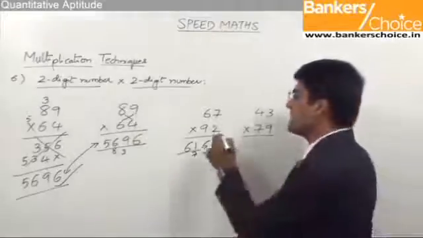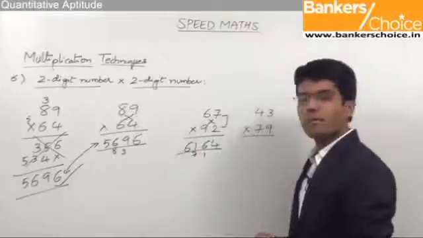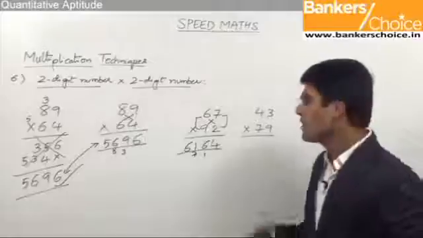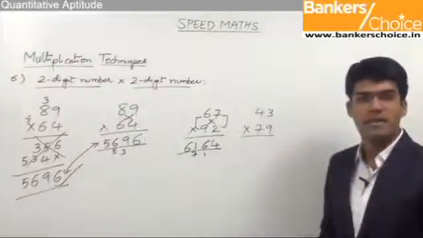So as you see, the first step is multiplication of units places, second step here is cross multiplication, and the third step is multiplication of tens places. So following the same technique, let us see what is the answer for 43 into 79.